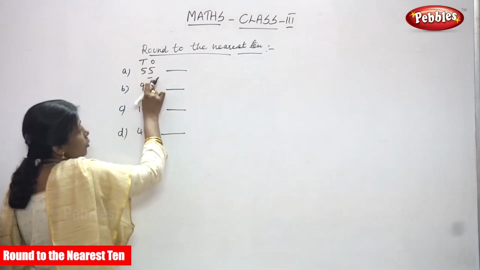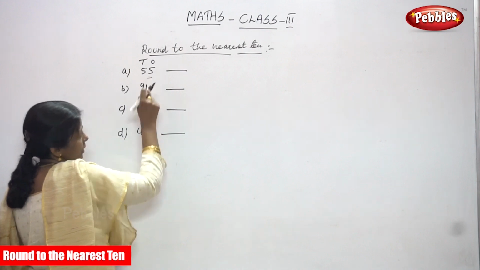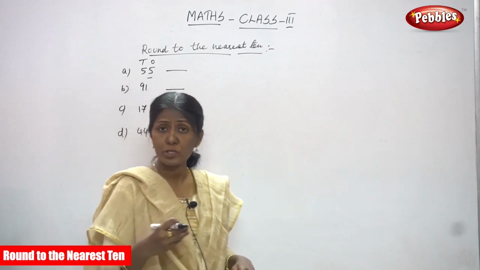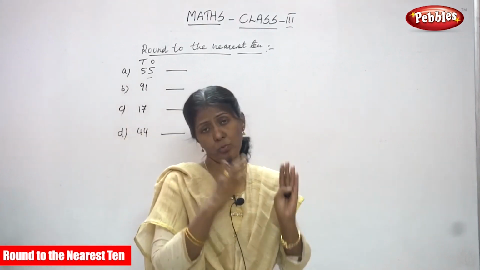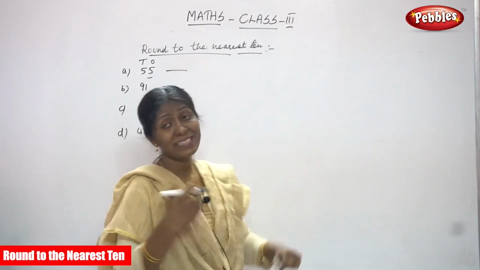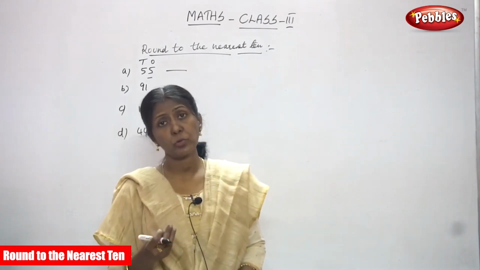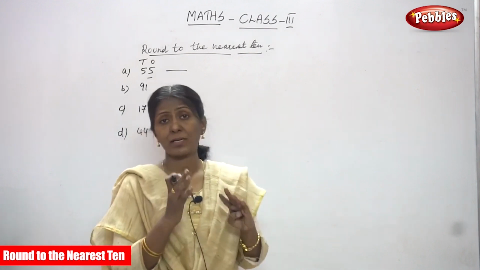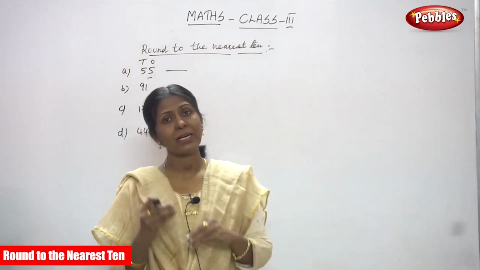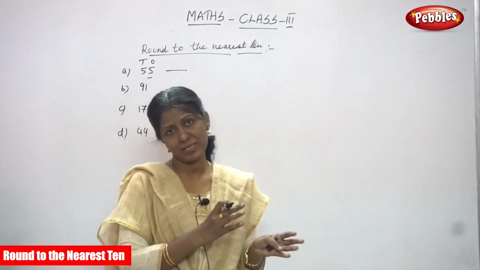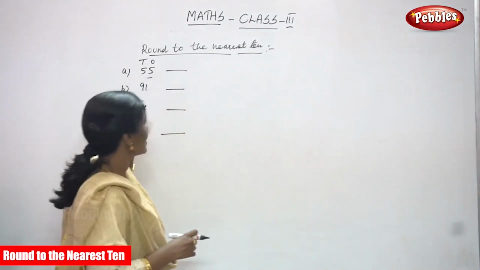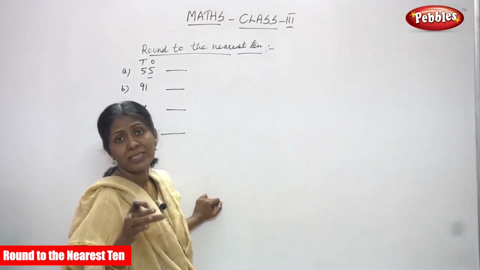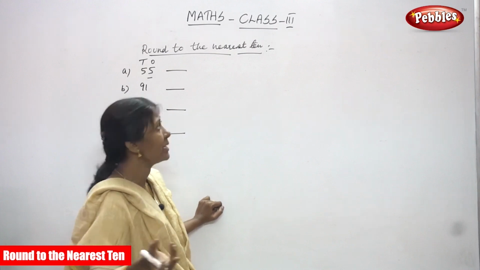5. So, what is the number in the ones place again? I'll tell you, 5. So, 5 comes under which rule? We have to round to the nearest 10. That means if the ones digit is 4 or less than 4, we have to round to the smaller 10. Suppose the ones digit is 5 or more than 5, we have to round to the nearest bigger 10.